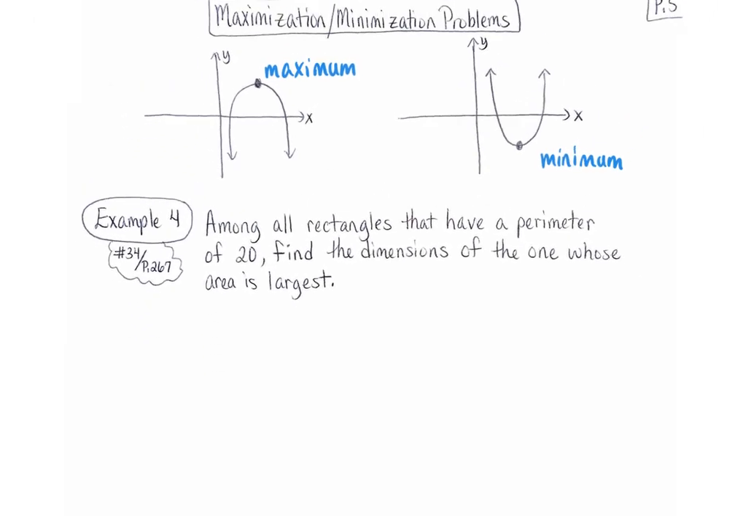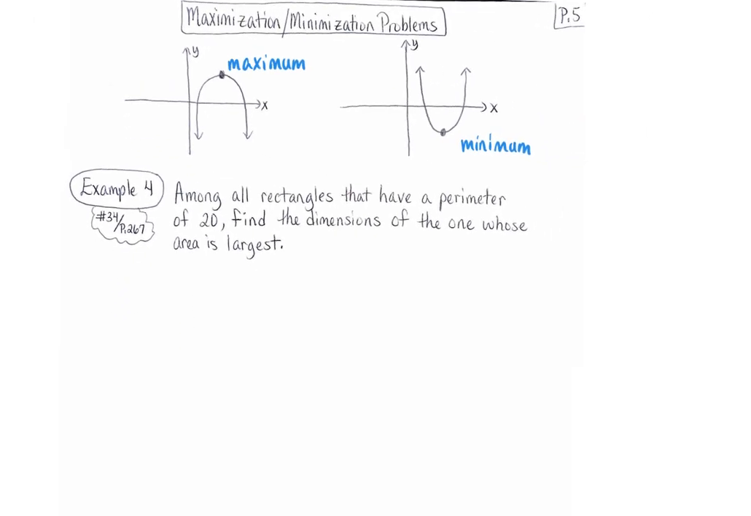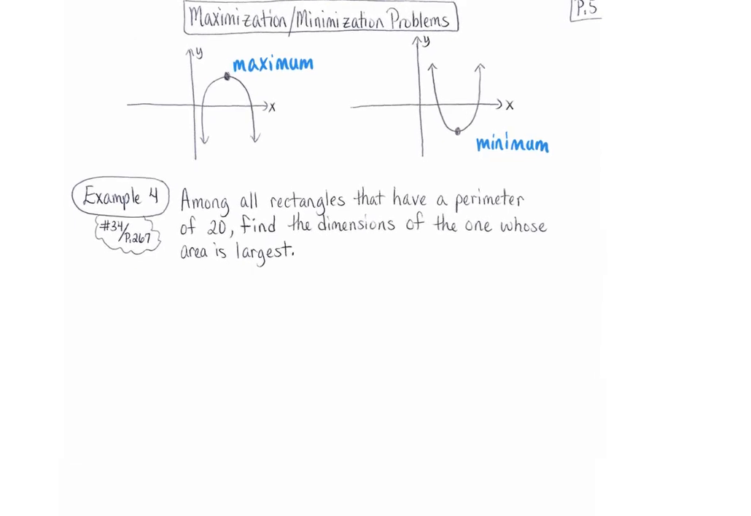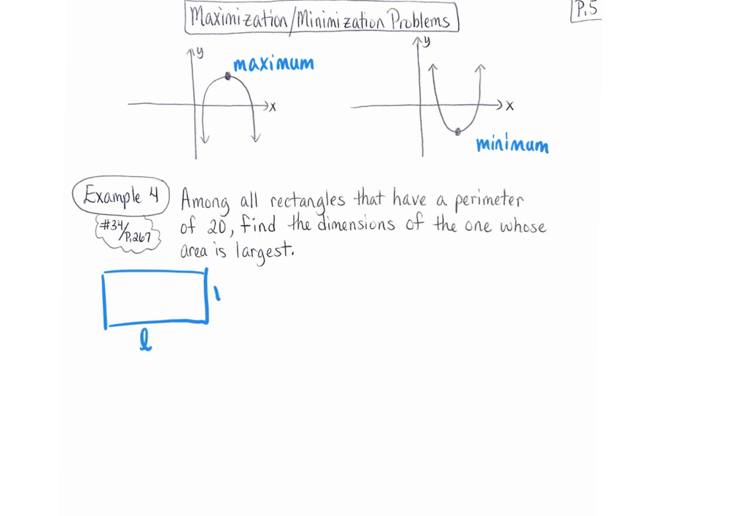So, among all rectangles that have a perimeter of 20, find the dimensions of the one whose area is the largest. So we have a rectangle, you have your length, you have your width. So we know that 2L plus 2W, if you add all the sides, is going to equal what? 20, because we know that's our perimeter.